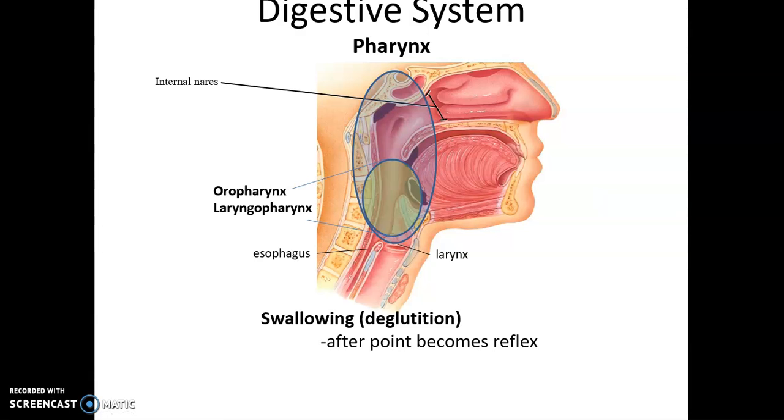All right, the pharynx. The pharynx is directly after the oral cavity. We know the pharynx has 3 regions: nasopharynx, oropharynx, and laryngopharynx. For the digestive system, only the oropharynx and laryngopharynx are used, and during the process of swallowing, the bolus will get pushed down through the pharynx and into the esophagus, posterior to the larynx. And deglutination, swallowing, becomes a reflex after the bolus has made it to a certain point in the back of the mouth. That is it for this part of chapter 24.